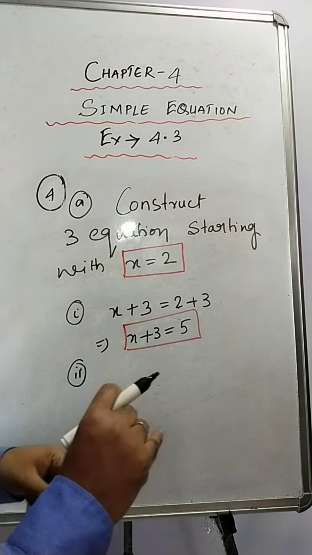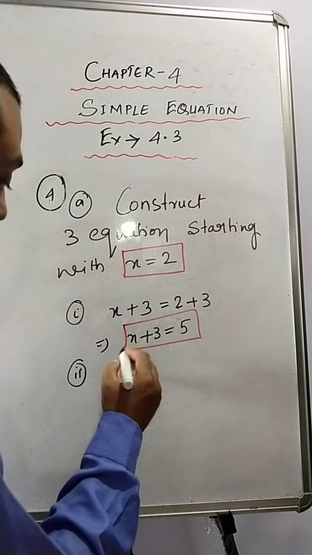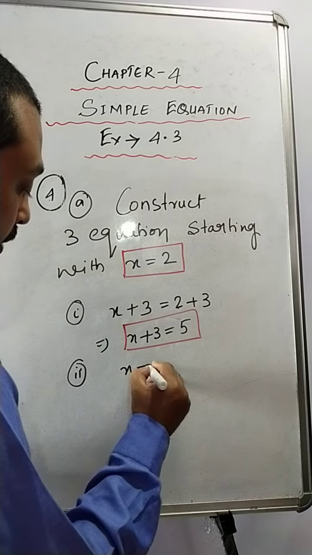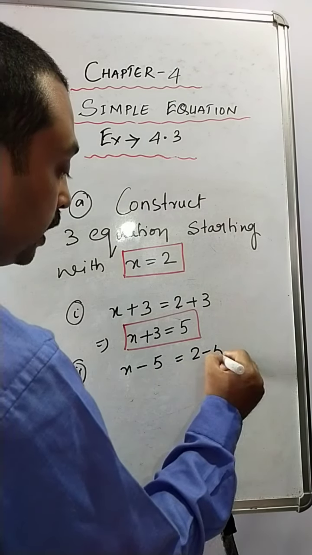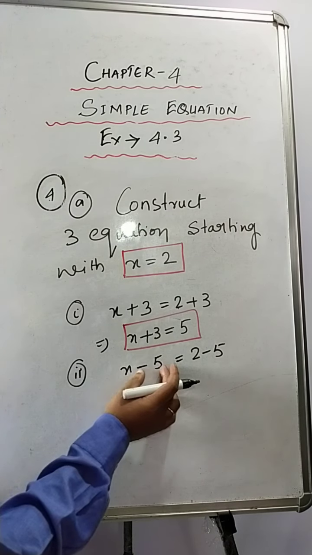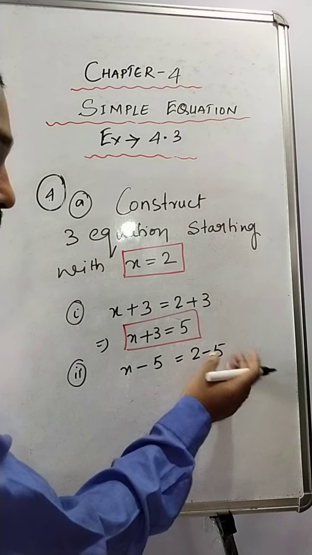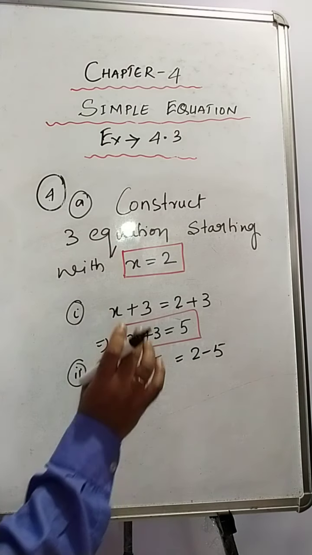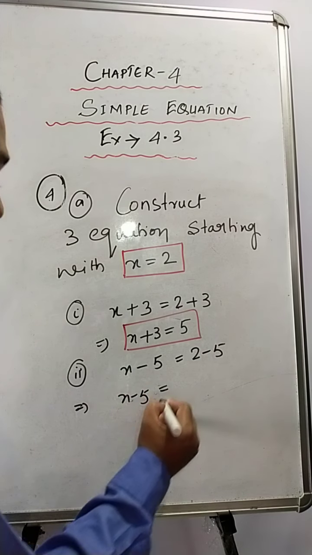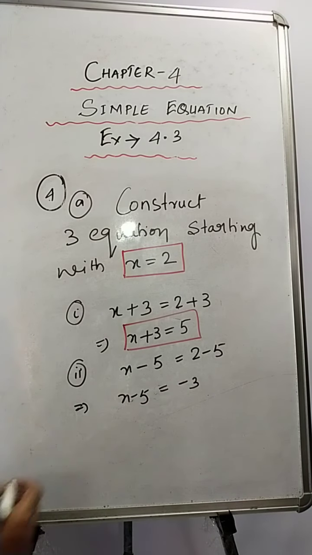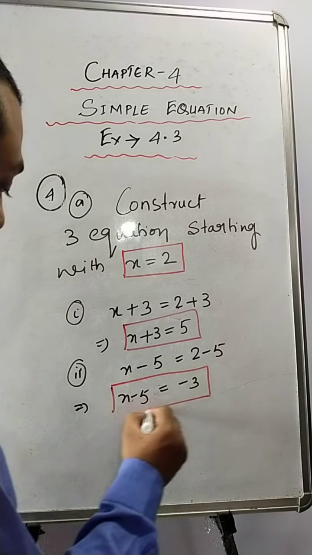Now we'll subtract any number from both the sides. So x minus 5, suppose x minus 5 is equals to 2 minus 5. See, if I am subtracting 5 from x, then the same thing you have to do on the right hand side also, that is minus 5 from 2. So the result would be x minus 5 equals to minus 3, isn't it? So this is the second equation I have constructed.